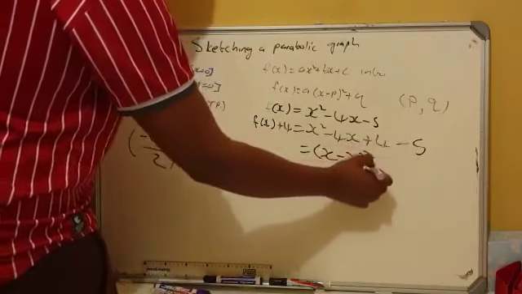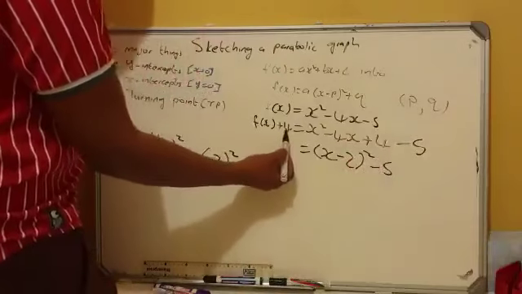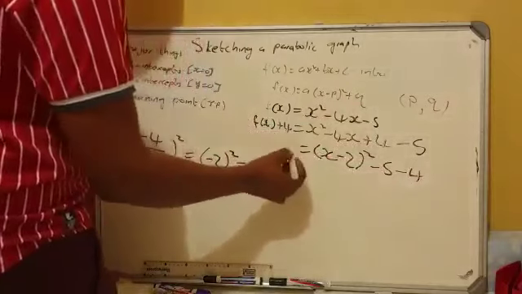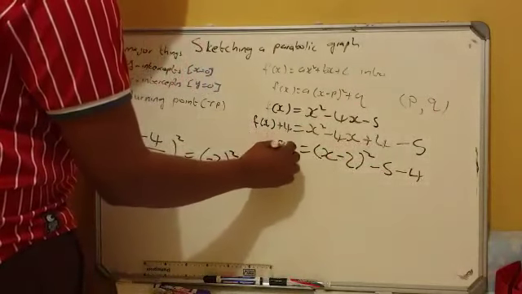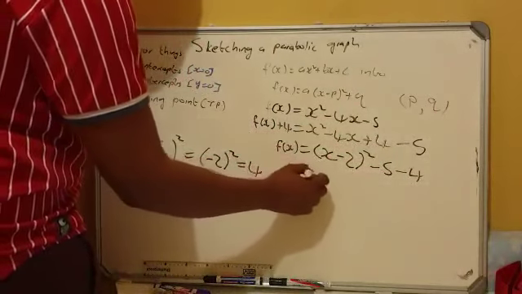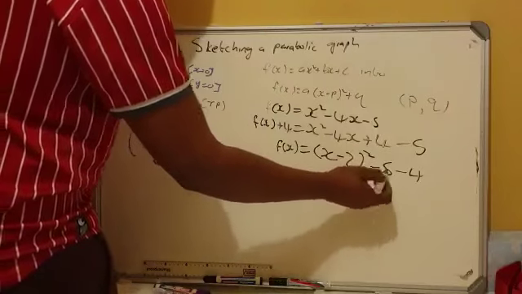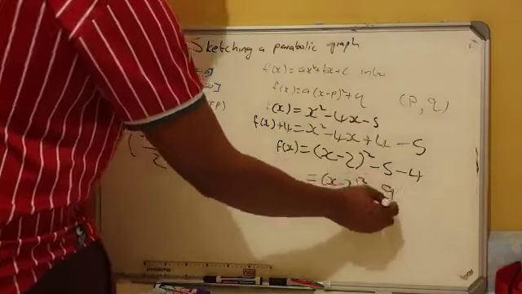And now you have minus 5. And that 4 comes to the other side as minus 4 because it was positive. So here I'm left with only f of x. So this is going to be x minus 2 squared, minus 9.